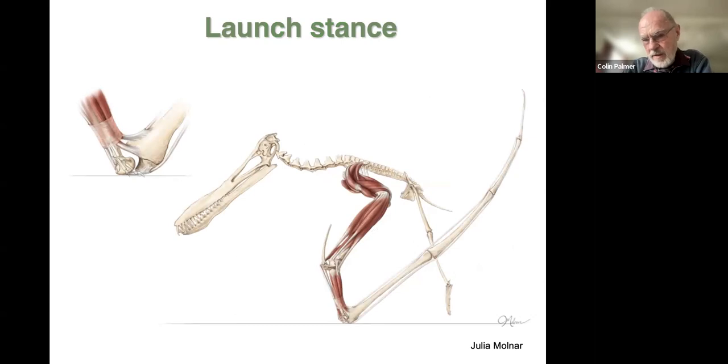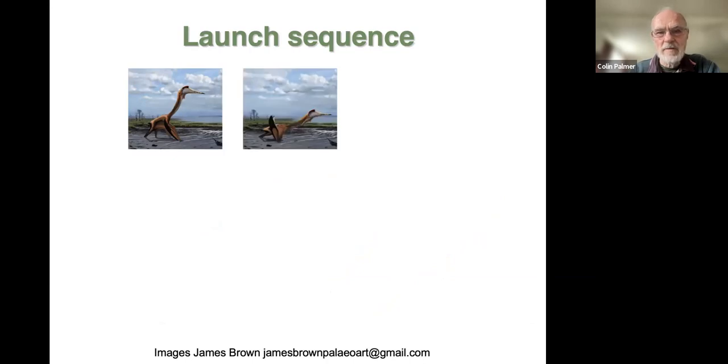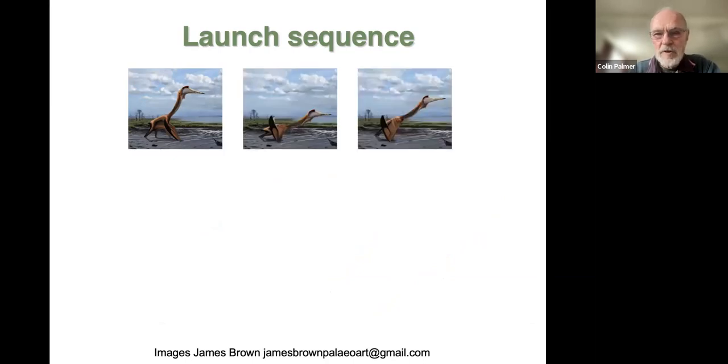It's based on the way that vampire bats get into the air. So there's an analog in existing creatures, and the idea is that the forelimbs act to push the creature into the air, and it sort of pole vaults over its forelimbs. So there you see the launch stance, and there's a sequence here that James Brown did for me of a Quetz taking off. So there it's standing there, it crouches down and then starts to push up with its forelimbs.